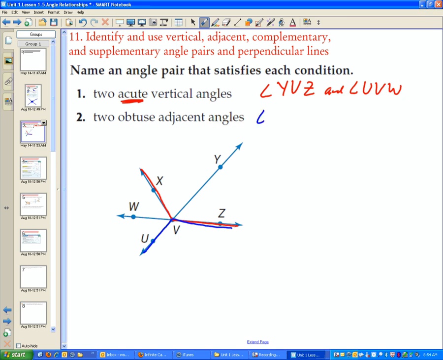So angle X, B, C, angle B, D, U. Good. Wow, that was a little tougher than you'd think. When I tell you just to name something, you think it ought to be easy. Got to find the right one. All right?